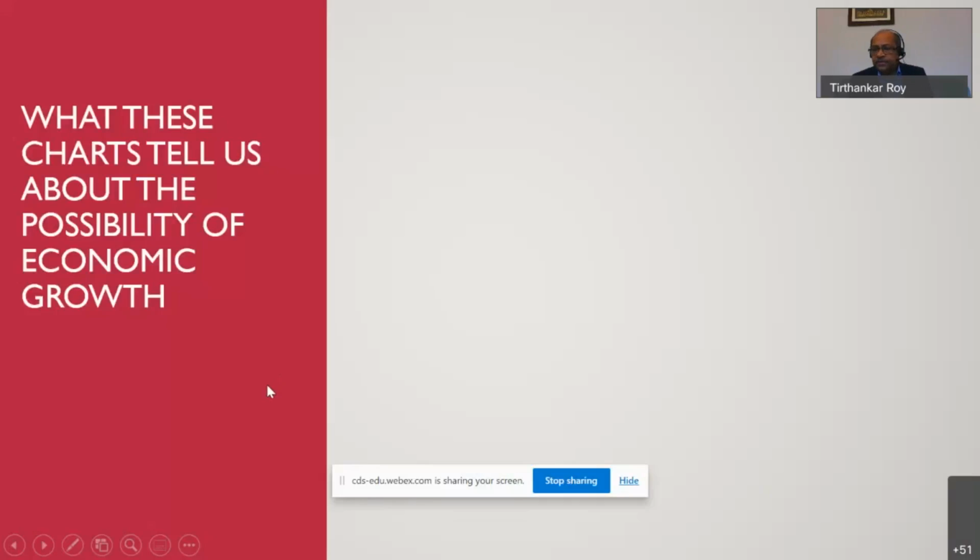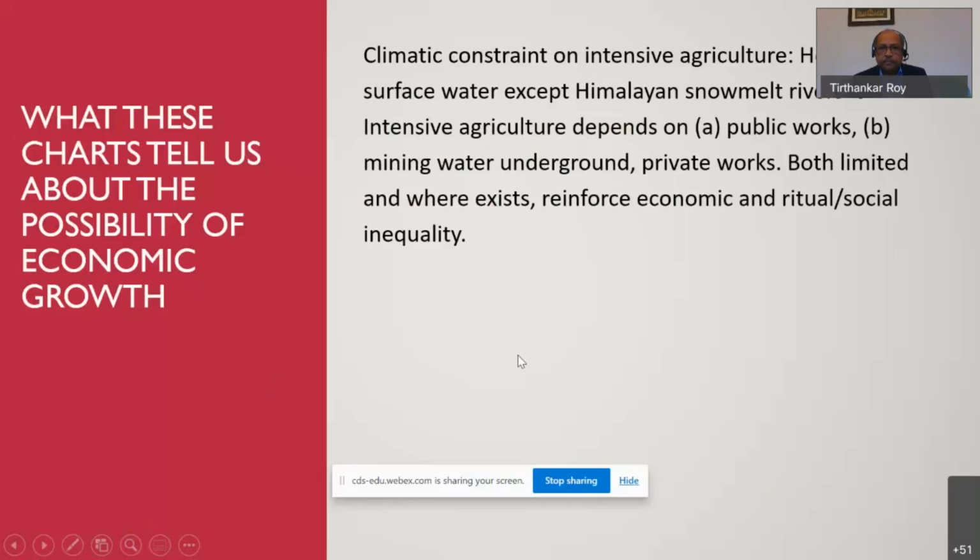Now, what do all these charts and maps boil down to? Well, what it tells you is that there was a climatic constraint on economic growth, on intensive agriculture. The constraint was that extreme heat for part of the year dried up surface water, except where you have snowmelt coming from the Himalayas. That's the Indus and the Ganges river systems. Everywhere else, or even in the snowmelt areas, intensive agriculture would need public works, which recycle surface water, or mining water from underground, private works. Now, both are expensive and both were limited.